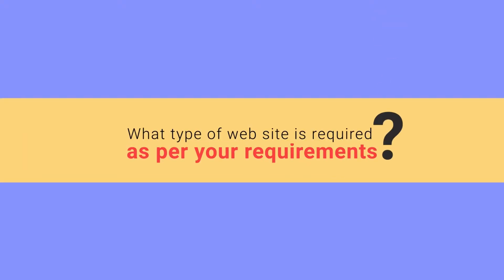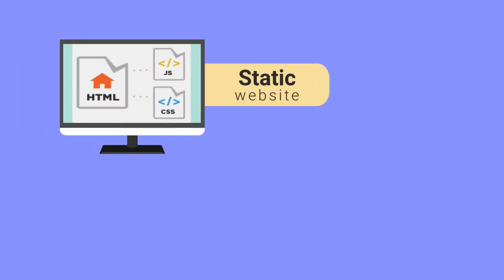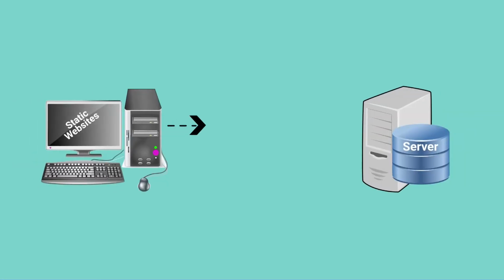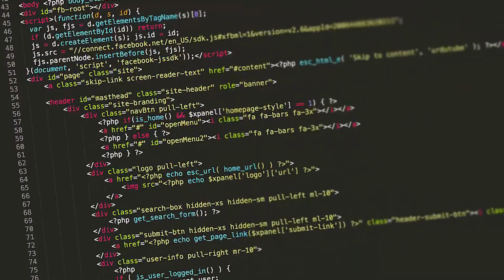Now, another question is, what type of website is required as per your requirement? For this purpose, broadly websites are classified into static website and dynamic website. Now, let us discuss more details on static and dynamic websites. Static websites have web pages stored on the server and display unchanging content to the user. Static websites are coded in CSS and HTML, and the website pages can be updated separately in an HTML editor.